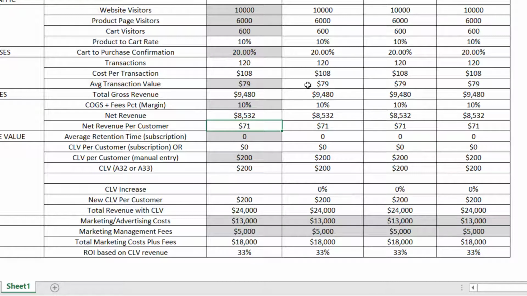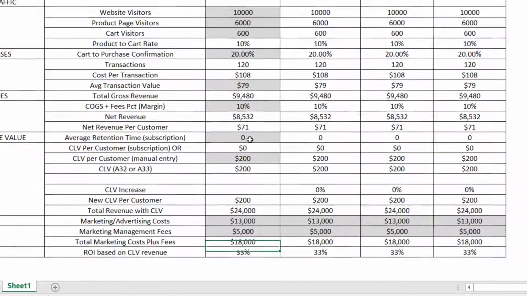Now that's just based on one buy, so we always want to include lifetime value in here. If you're a subscription model, we can put in your average retention time, like 6 months or a year. Or we can put in an actual number, let's say the average lifetime value based on your e-commerce reports or your platform will tell you, let's just say it's $200. Total revenue with lifetime value now is $24,000. And of course the marketing spend here, so your ROI is 33%.